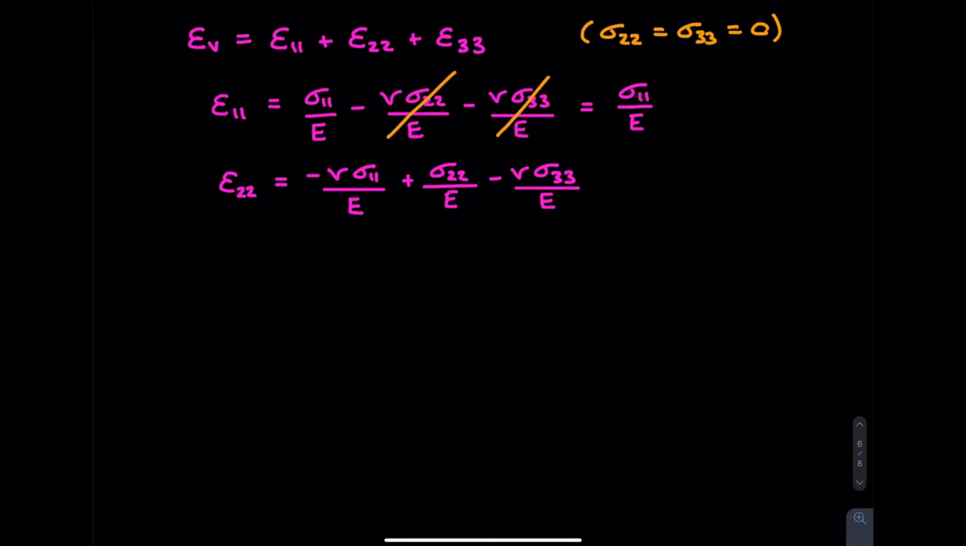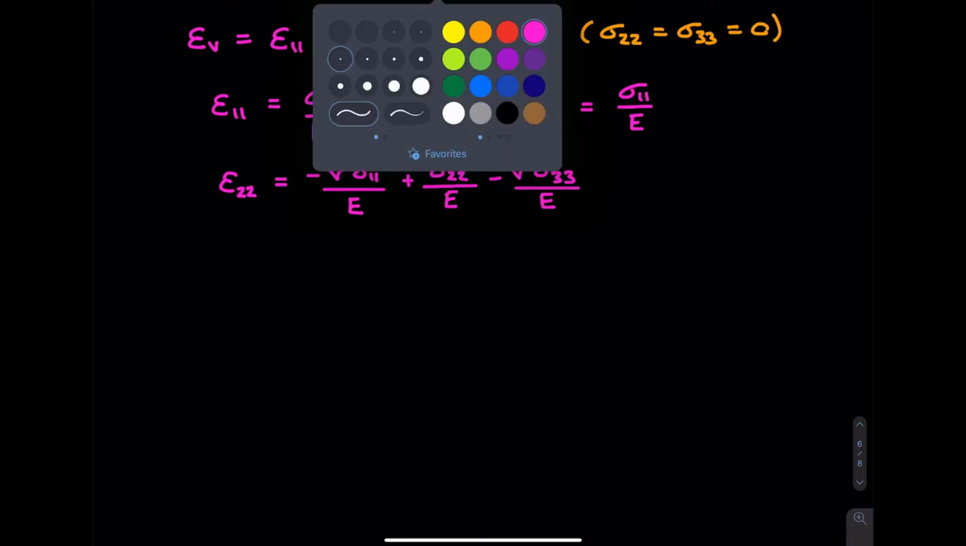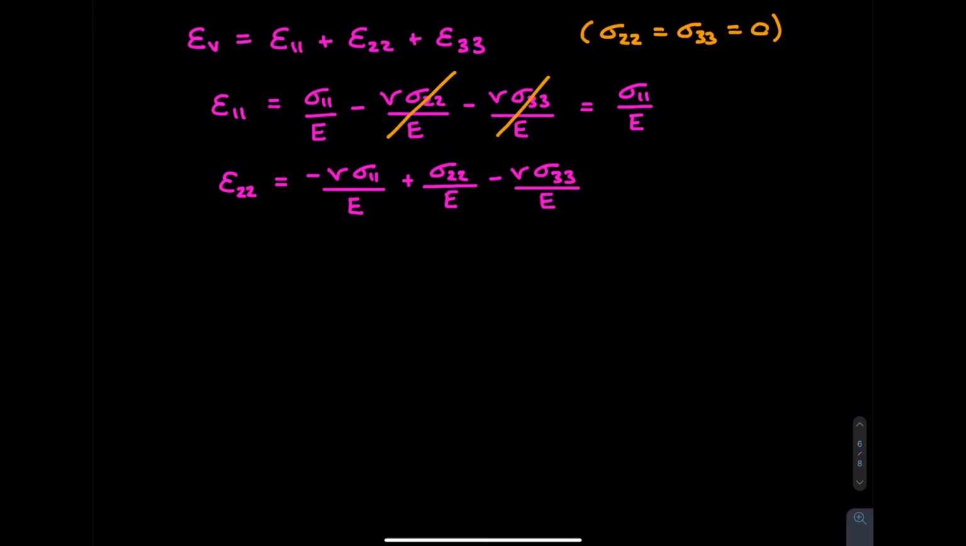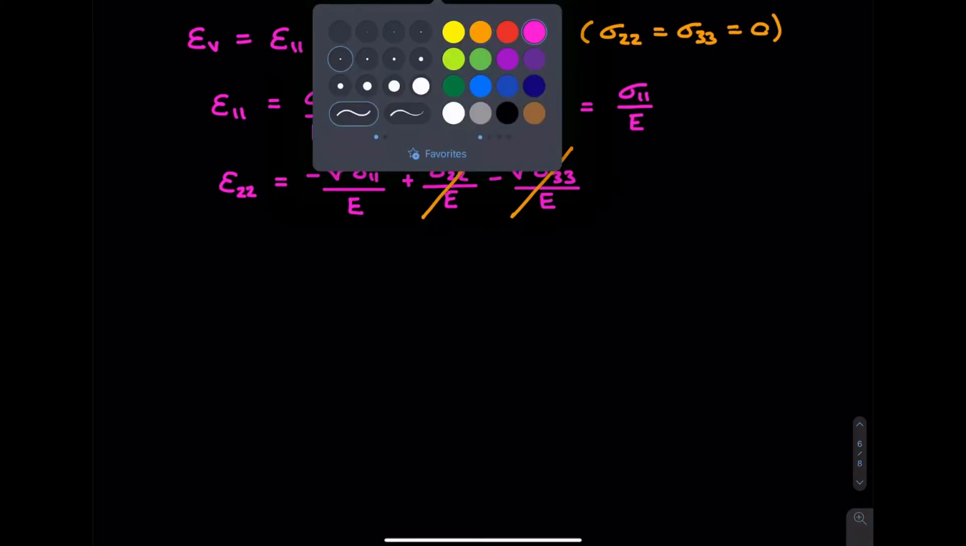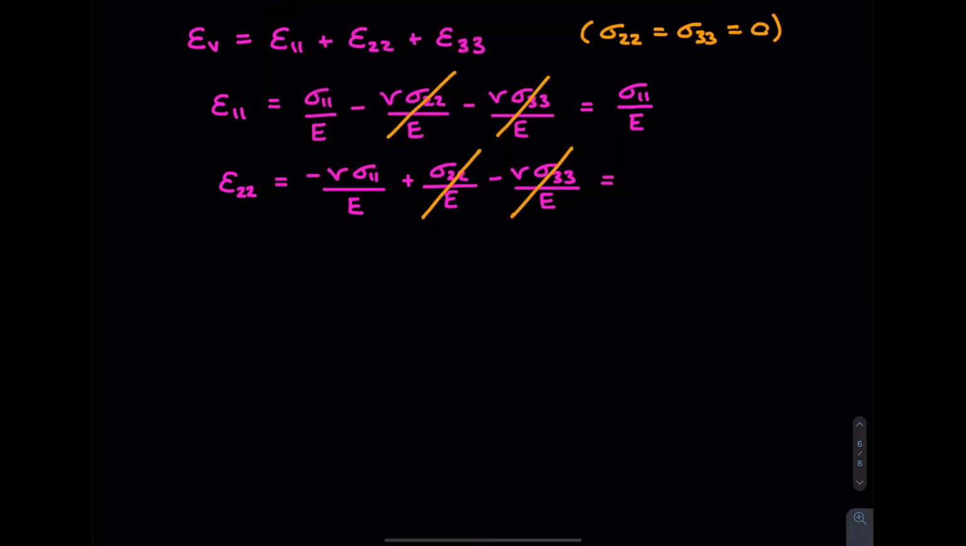So now when I'm looking at sigma 2,2, my only positive component will be sigma 2,2 divided by E. All the other components will be sigma 1,1 or sigma 3,3. I multiply them by V and make them negative. So again, we already know from above that sigma 2,2 and sigma 3,3 are 0. So this is going to cancel and this is going to cancel. Therefore, my epsilon 2,2 is going to be equal to negative V sigma 1,1 all divided by E. So therefore, I already have two equations. I only need one more to solve for that volumetric strain, and that is epsilon 3,3.